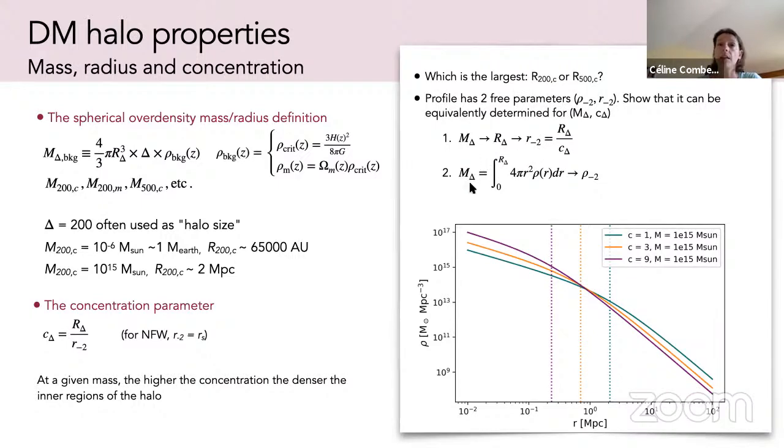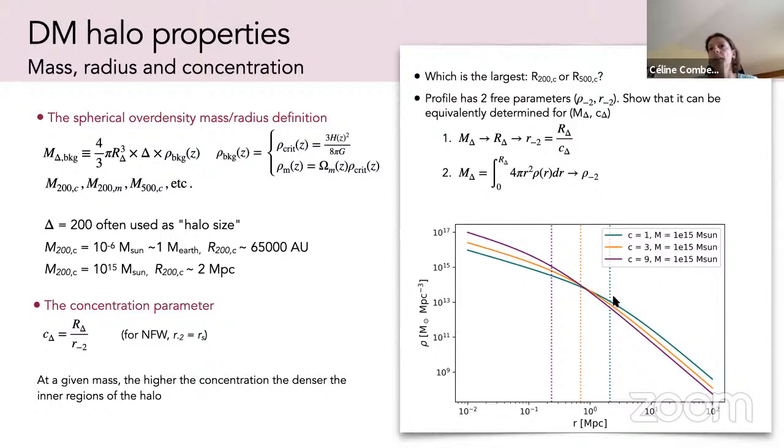Now, M_delta is also the integration of the density from 0 to R_delta. And so this allows me to compute the normalization. So in general, to characterize a dark matter halo, you can provide rho_s and r_s, or a mass and a concentration, and you're able to normalize it and have the actual values. So here you have the density as a function of radius for a 10 to the 15 solar mass halo, where I've increased the concentration.